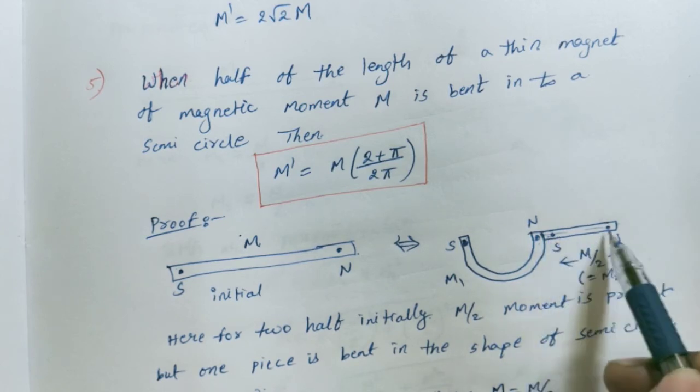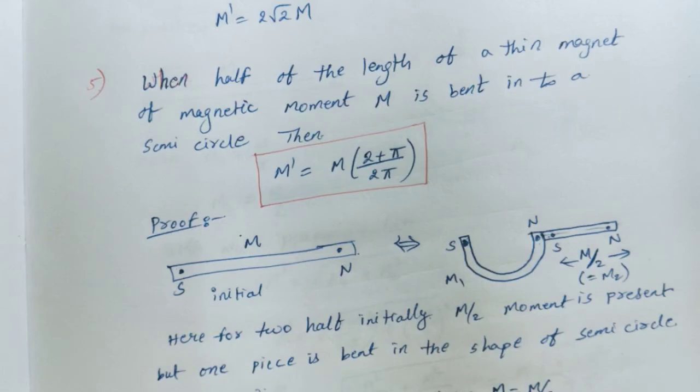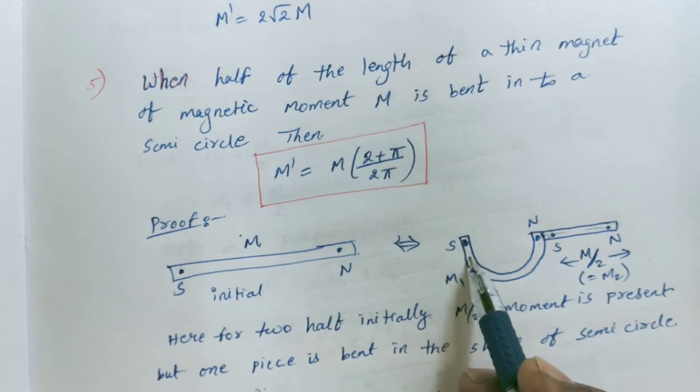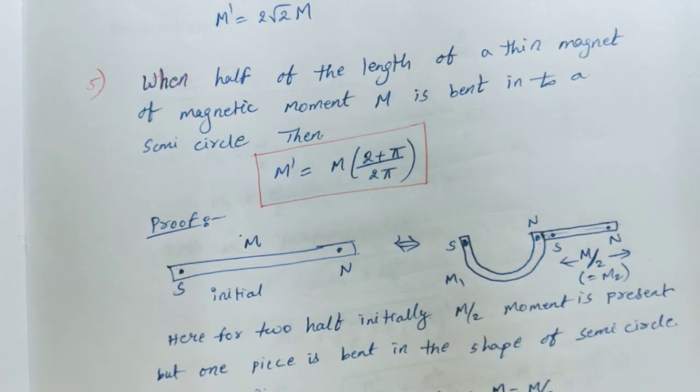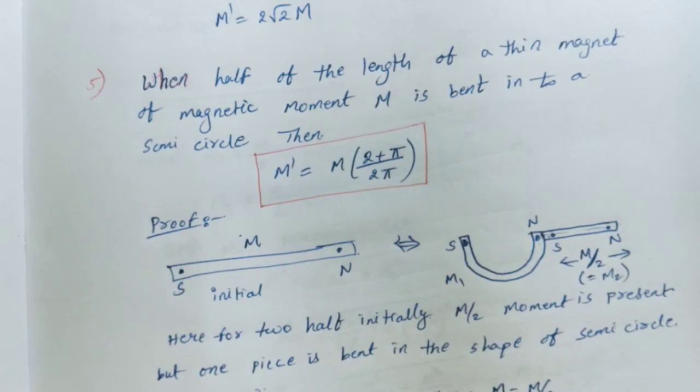For this half part, how much magnetic moment are we observing? M by 2 is present. The remaining thing we want to discuss, if you identify this, you will easily get the result, students. So go through this one, I represent this as M2. M2 value is equal to M by 2. Now I am going to find the M1 value.